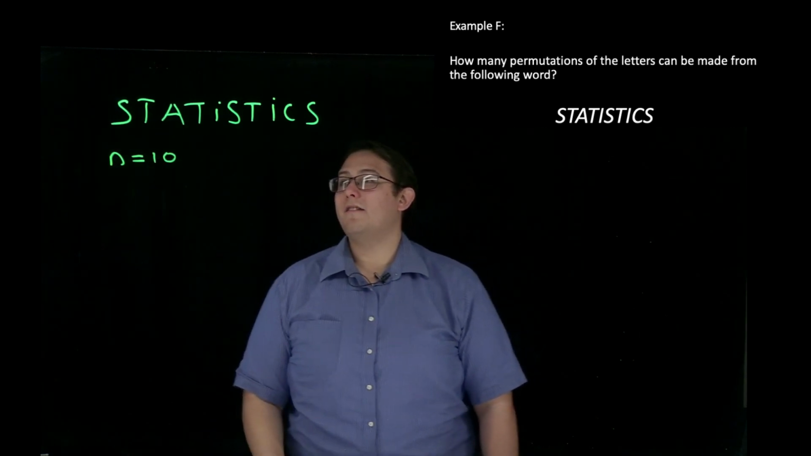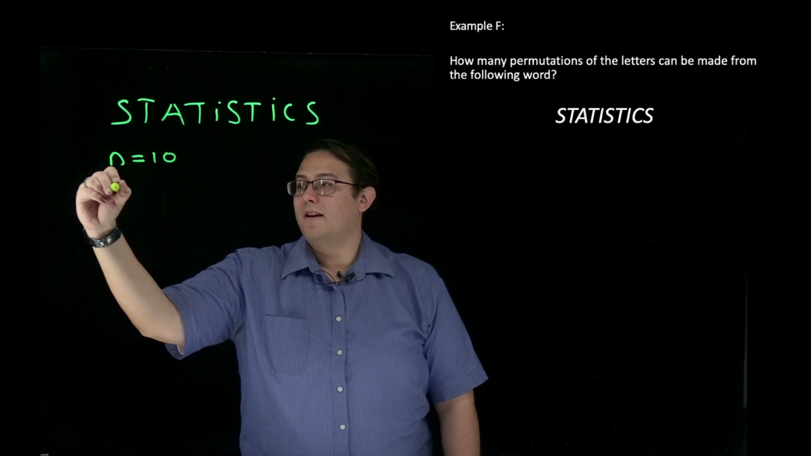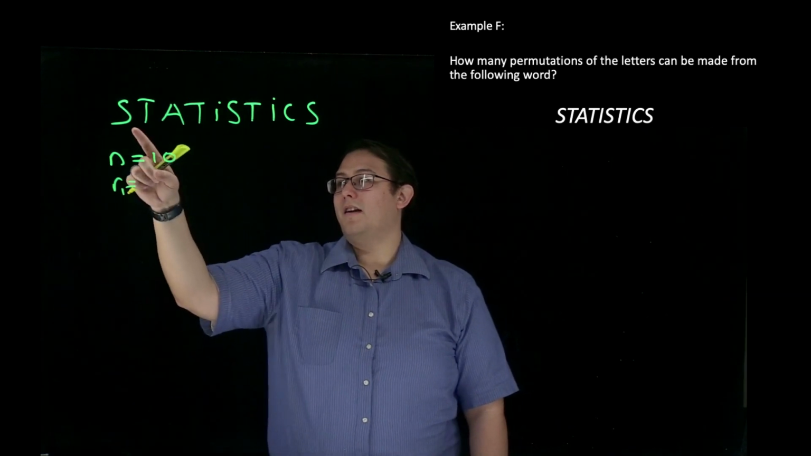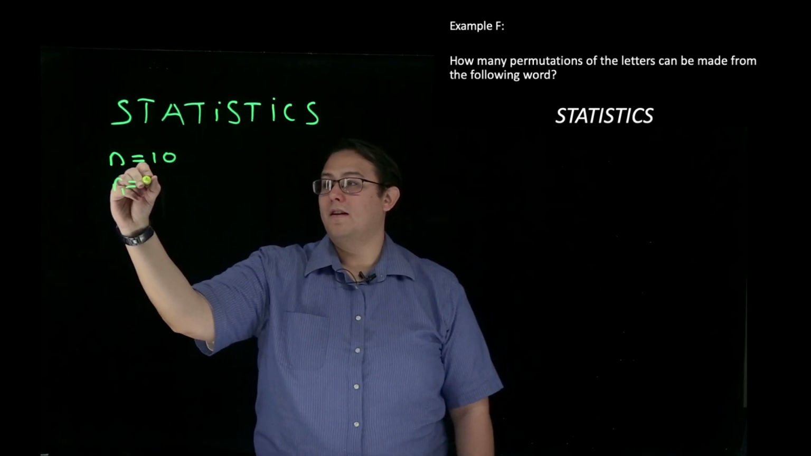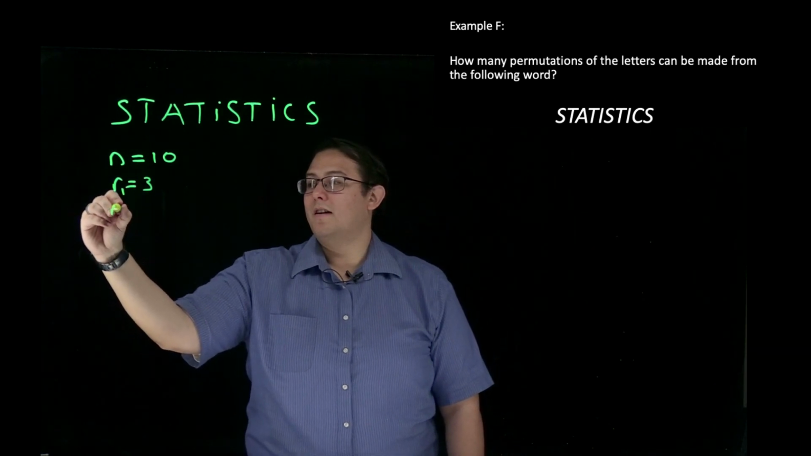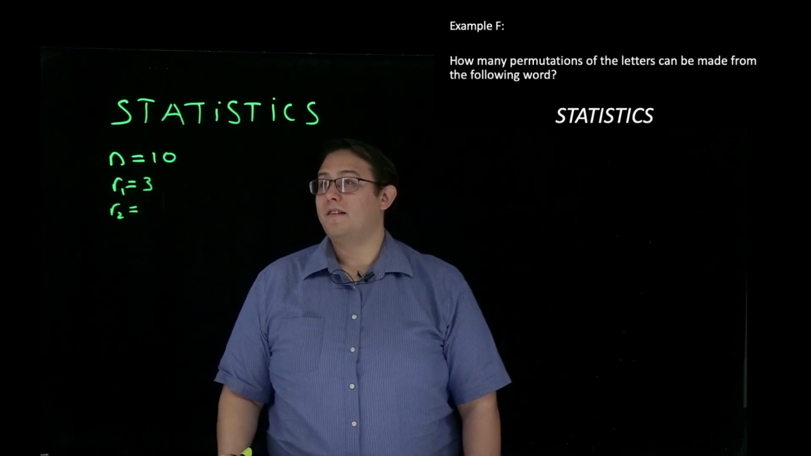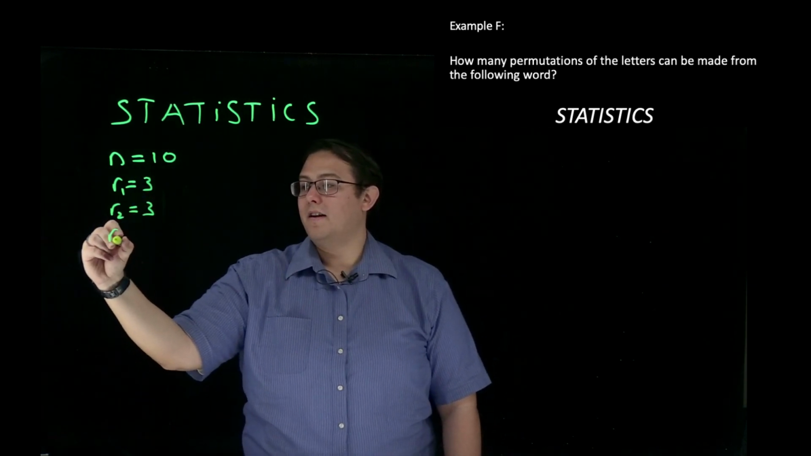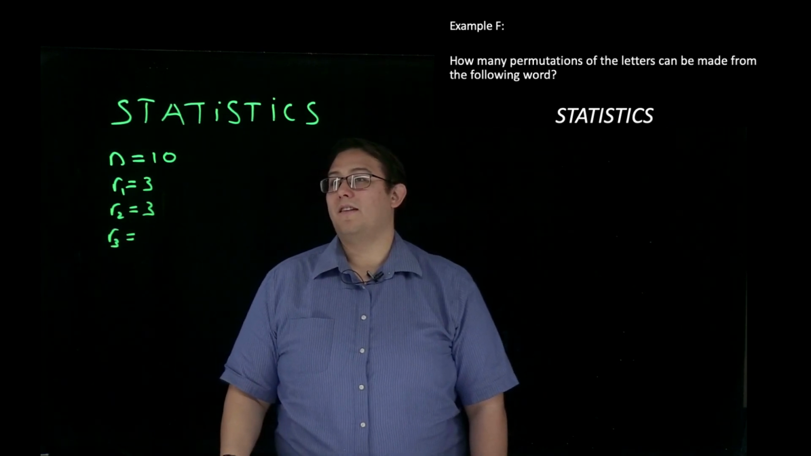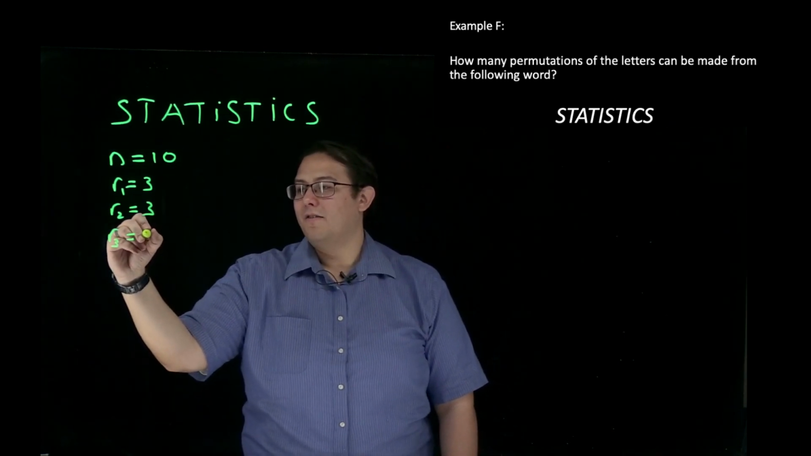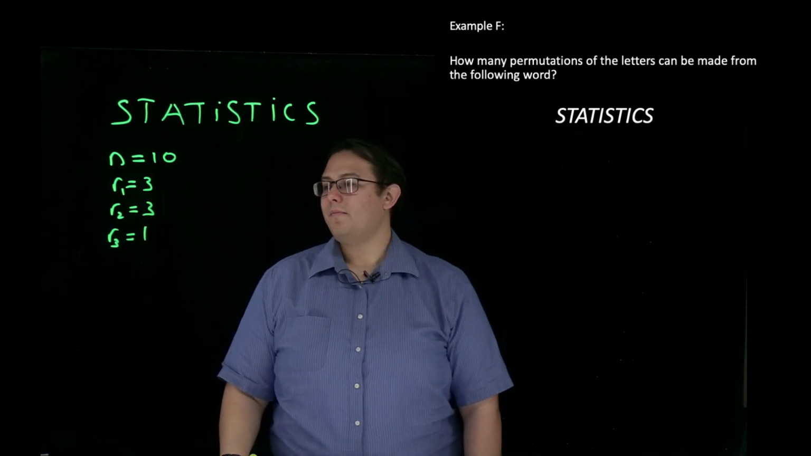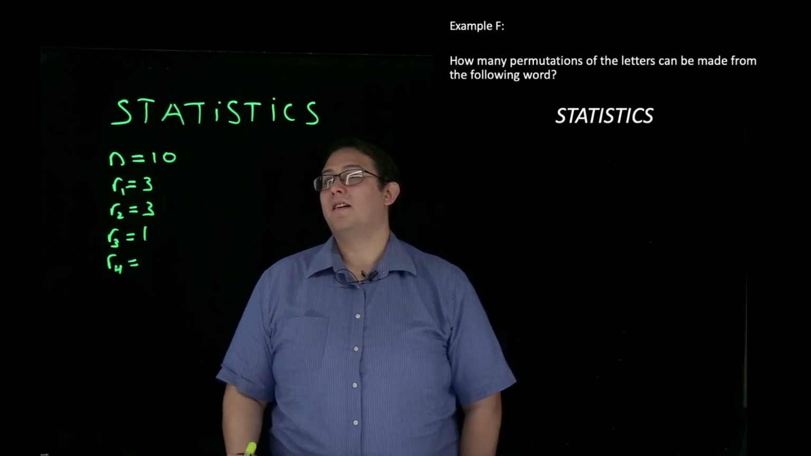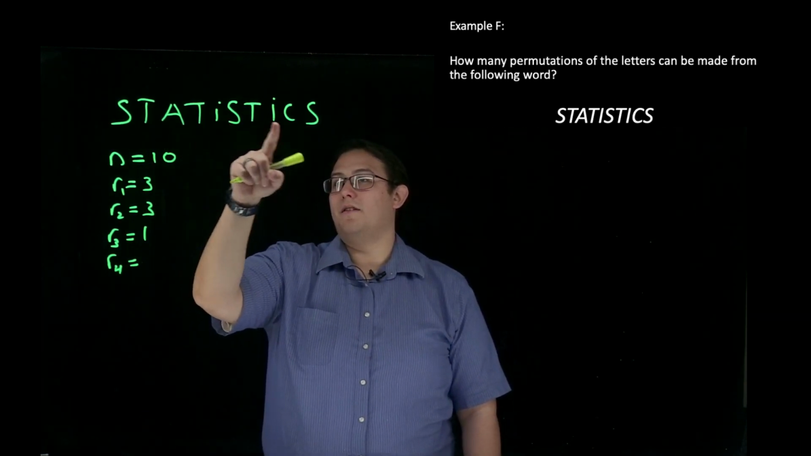And then we count the number of repetitions. So they use R. R1 is going to be the number of times that S repeats, and S repeats 1, 2, 3 times. And then R2 is going to be the number of times T repeats. So that's 1, 2, 3. And then R3 is going to be the number of times A repeats. There's only one A, but for the sake of the example, I'm going to put the 1 there. And then R4 is going to be the number of times I repeats. And I repeats 1, 2.